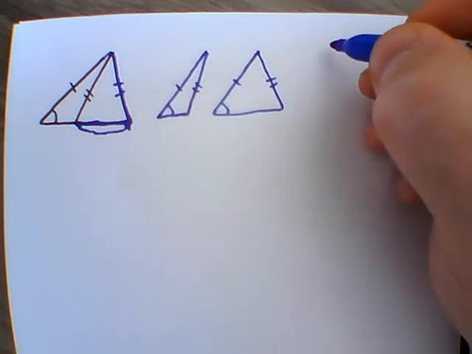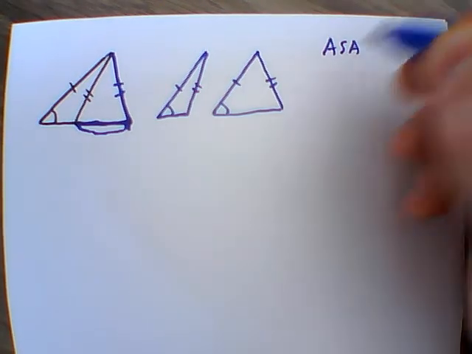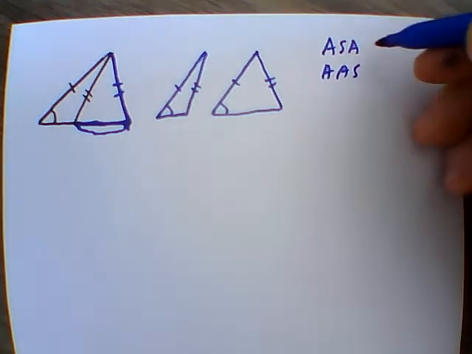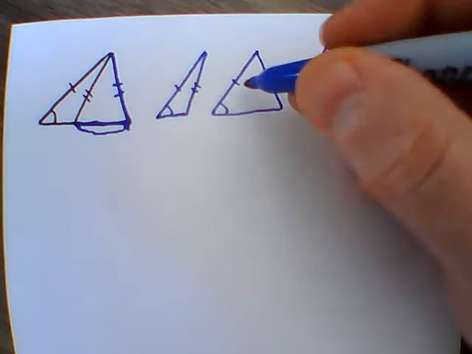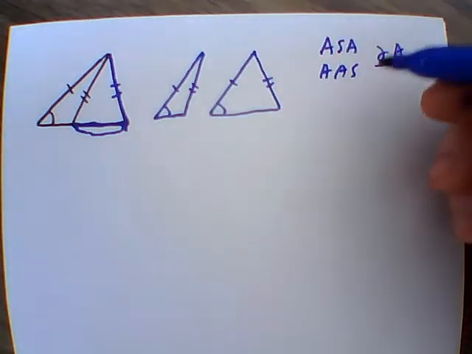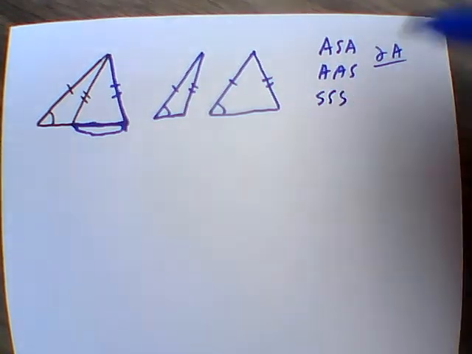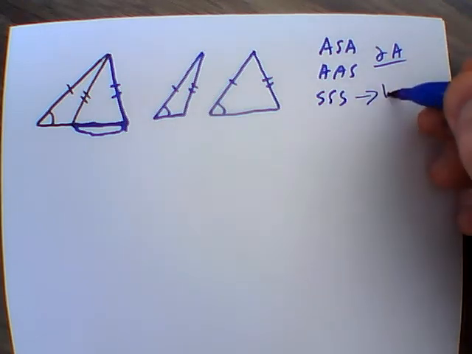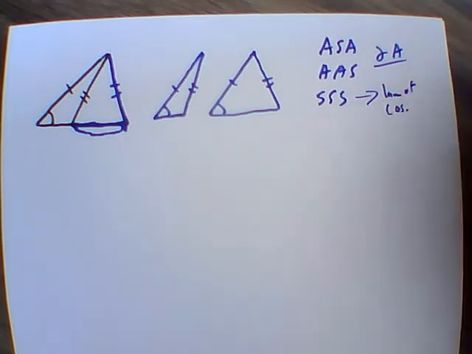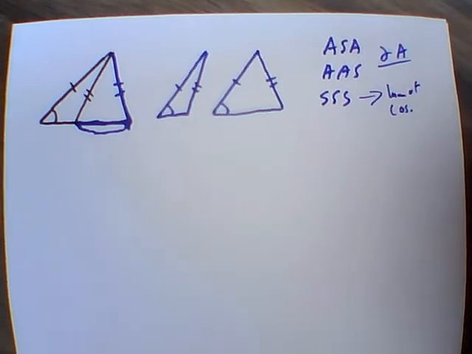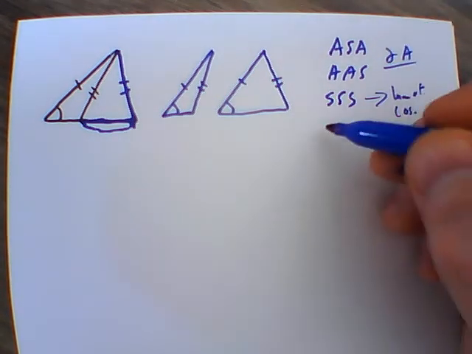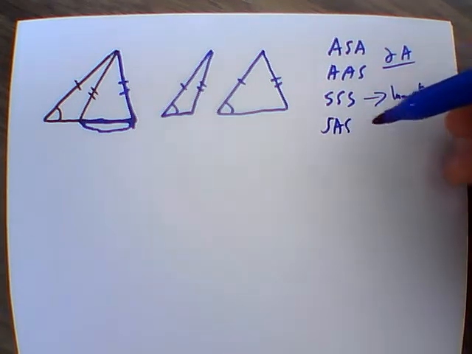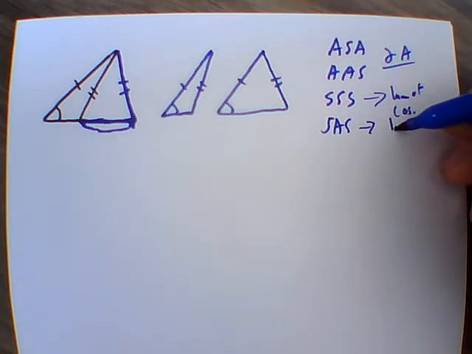Now once again, if we know angle, side, angle, or angle, angle, side, basically if we know two angles, we don't need to check. Our answer is valid. If we know side, side, side, we're going to have to use law of cosines, which we'll cover in a later section. If we talk about side, angle, side, once again, this will be law of cosines.